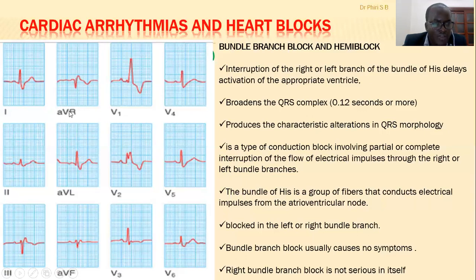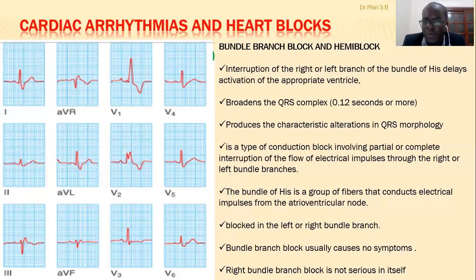You can see in AVL, this wave is negative because it's in the other axis. So it doesn't mean that you have an abnormal wave, but just that it's broadened. And then even here in V1 it's broadened, and V4 is also broadened. So once you have broadening of the QRS complex mainly, then you'll be thinking of the bundle branch block or the hemiblocks.